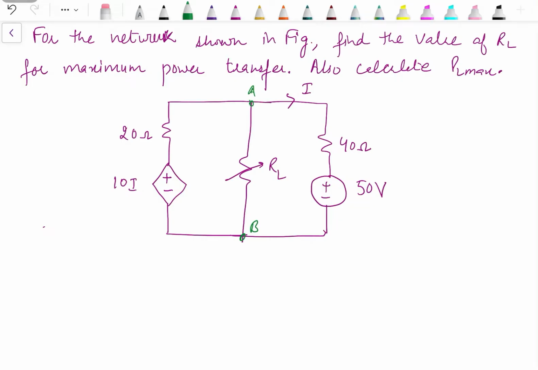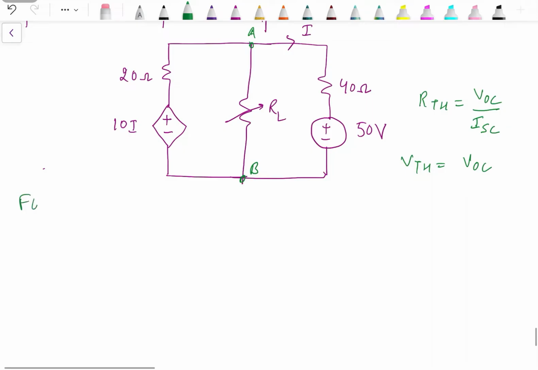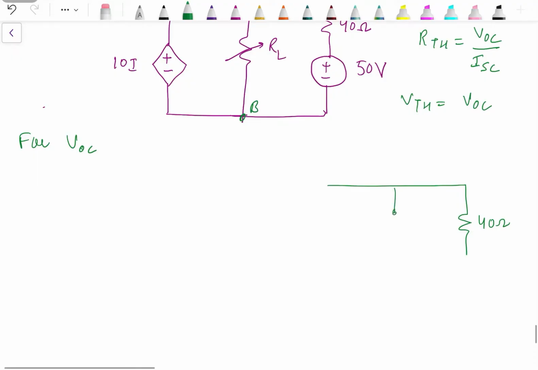Now since we have a dependent source present in the network, we need to find out the value of RTH using VOC upon ISC. Also VTH is actually the open circuit voltage. So firstly we will find out the open circuit voltage, then we will find out the short circuit current, then take their ratio to calculate RTH. For VOC, we need to open circuit the load terminals. So these terminals are open circuited.